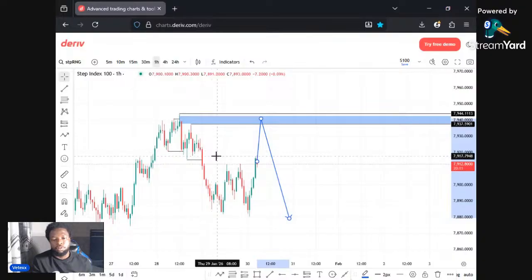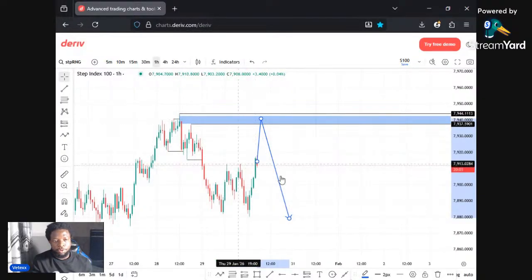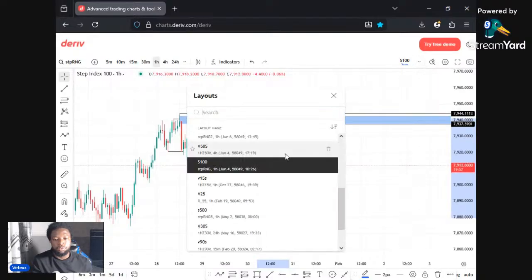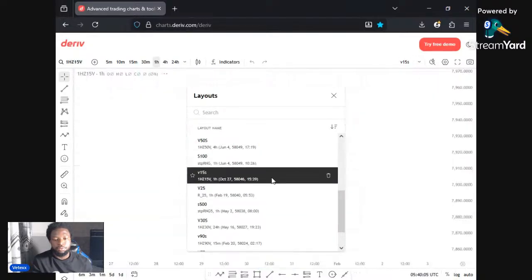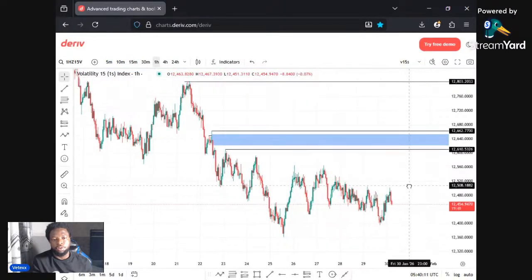Okay. So this is what to anticipate on Step 100. The next pair we are going to be checking is V15 index. Let's check out V15 index. V15 index has really been bearish. It has been bearish for a long time.